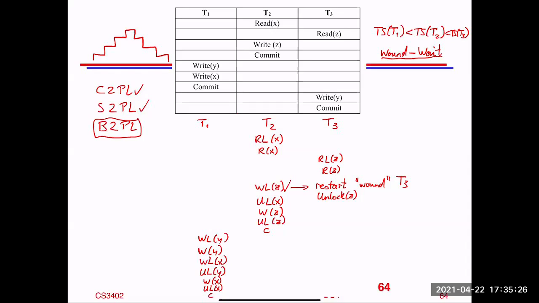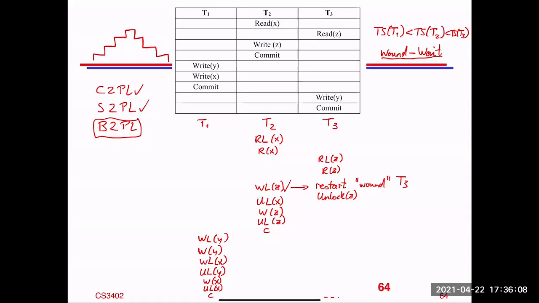T2 is already finished here, right? Yes, T2 has already committed and finished. So it's recoverable and there's no conflict. Okay, I think there's some general confusion here. This growing and shrinking phase is only for each transaction, right? It's not global.